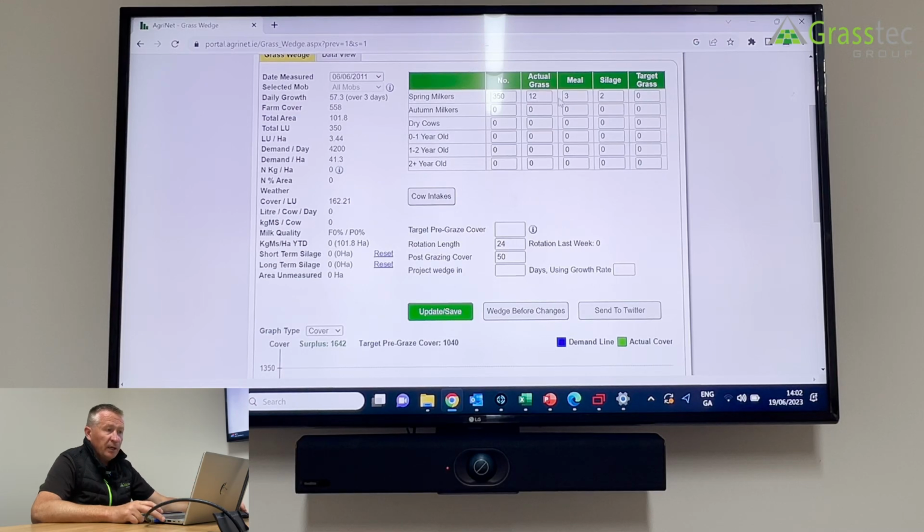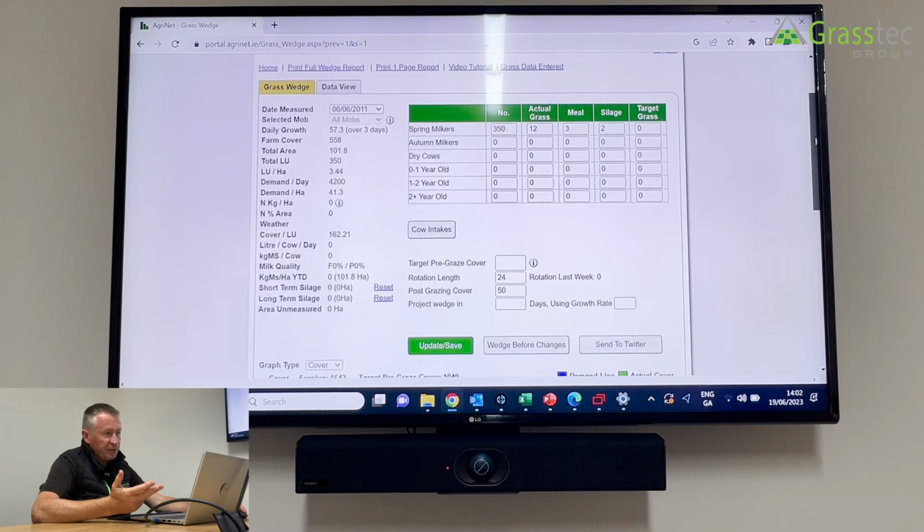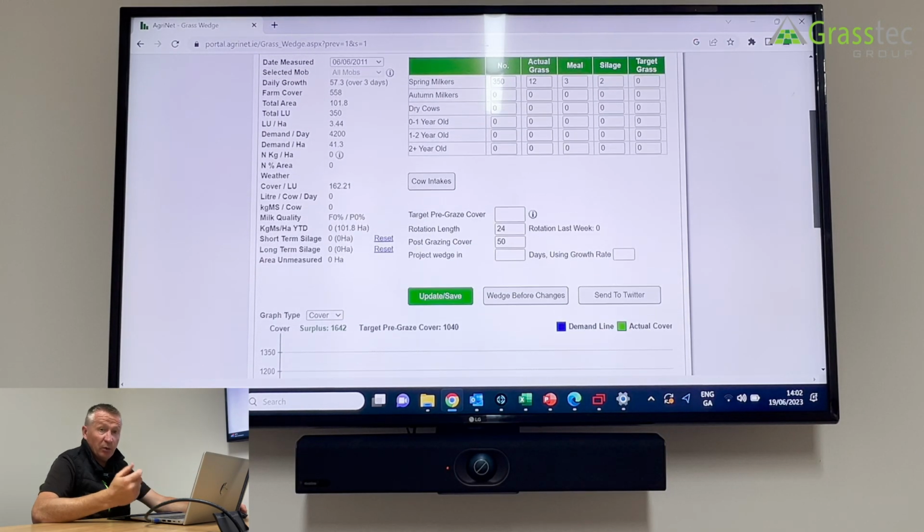He also had to increase the amount of meal or concentrate and silage in the diet, and reduce the amount of grass in the diet to reduce the demand, which basically got the blue line to drop down to the grass supply. So this particular farmer did well, understood the consequences and the problem of having a drought type situation, and adjusted the rotation length and the feeding regime accordingly.